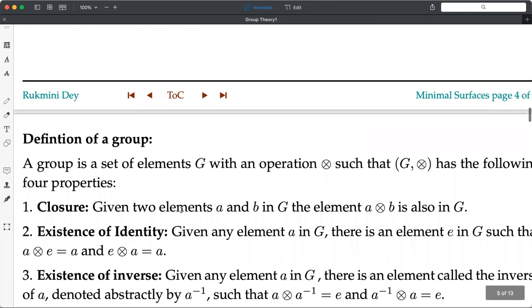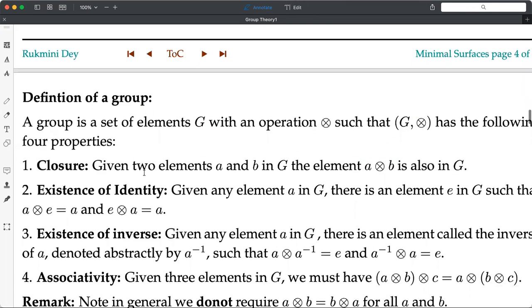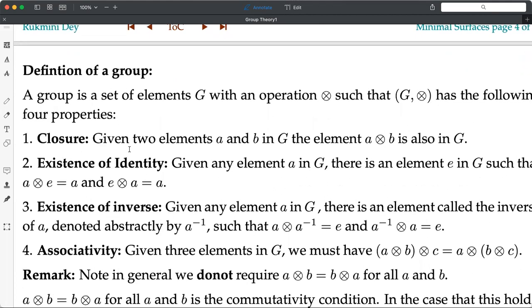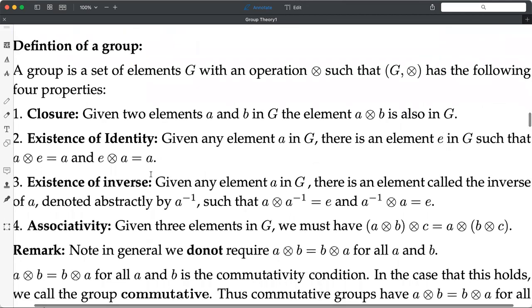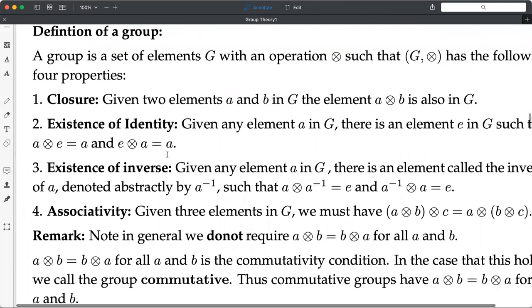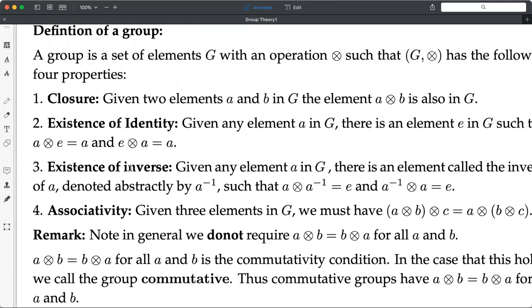So now we are in a position to define a group. Definition of a group: a group is a set of elements G with an operation circle such that (G, circle) has the following four properties. Closure: given two elements A and B in G, the element A circle B is again in G. Existence of identity: given any element A in G, there is an element E in G such that A circle E is A and E circle A is A.